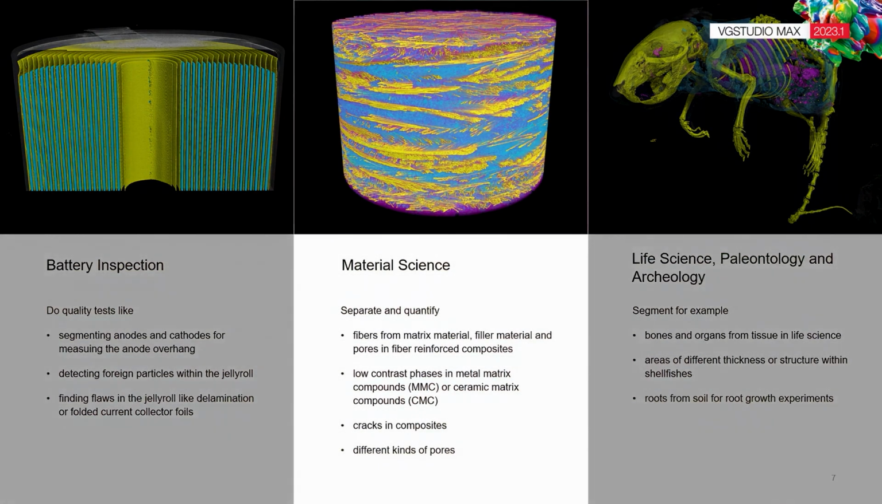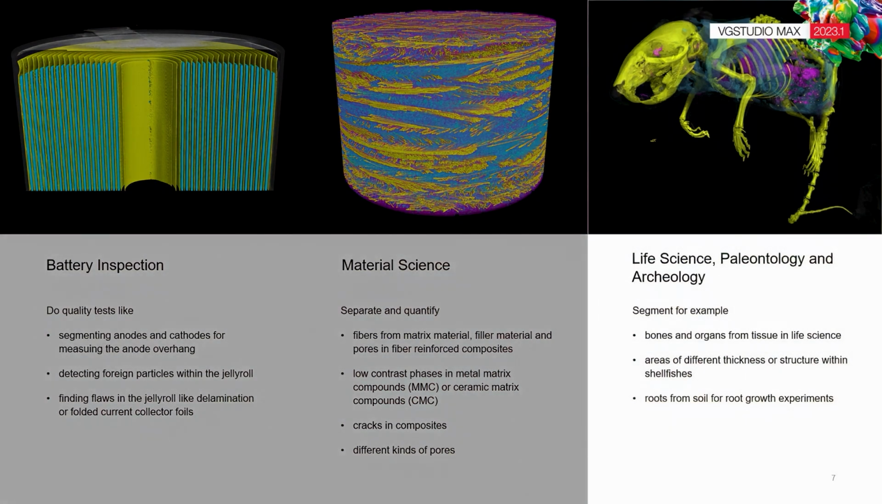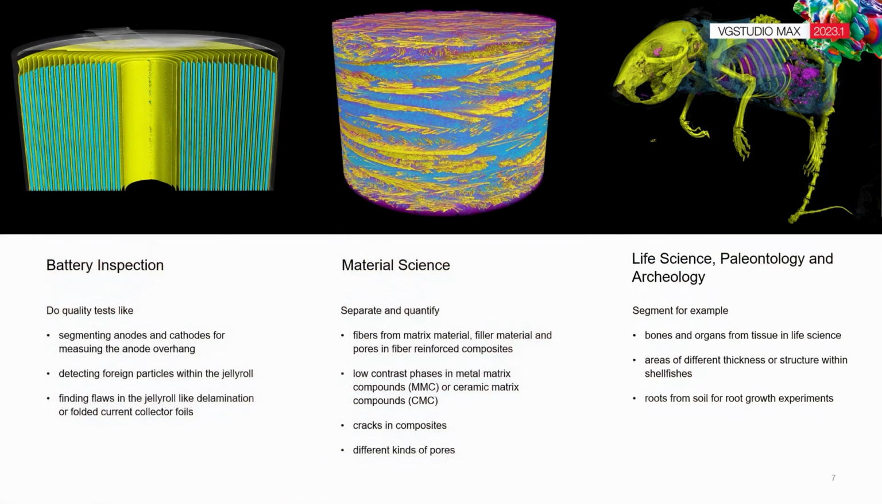In material sciences, it can be used to separate and quantify fibers from matrix material, filler material, and pores in fiber-reinforced composites. It can segment low-contrast phases in metal matrix compounds or in ceramic matrix compounds, cracks in composite materials, and different kinds of porosity in additively manufactured parts such as gas pores and keyholing within one sample. And it is useful for segmenting bones and organs from tissues, for segmenting areas of different thickness or structure in shellfish, and for segmenting roots from soil in root growth experiments.